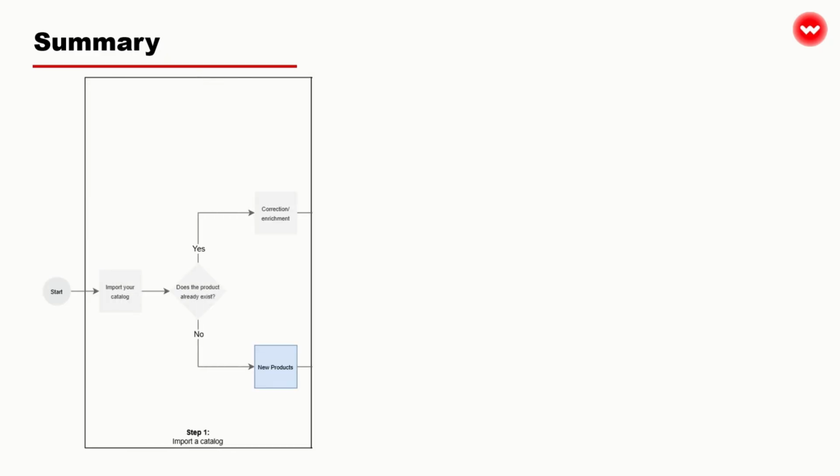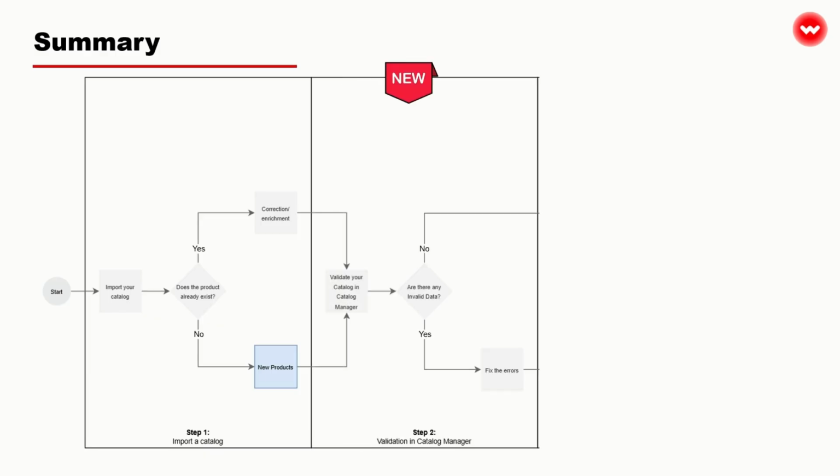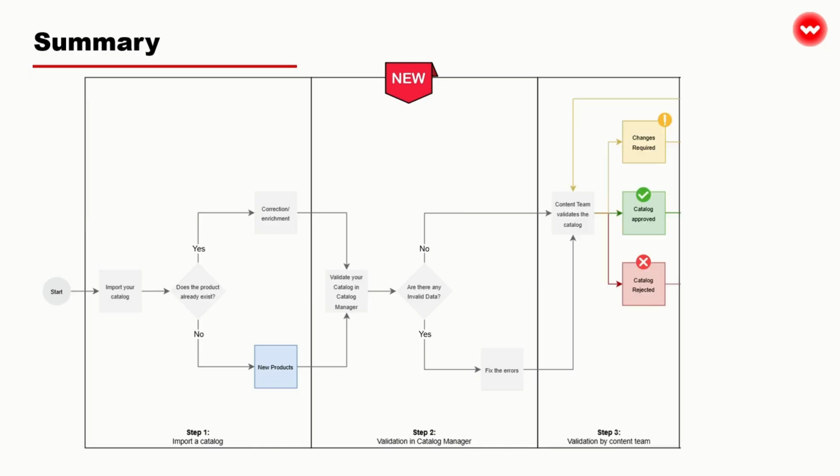We have now completed our step-by-step journey through the Mirakl Catalog Manager. Let's quickly recap the entire process in just a few lines. Step 1. Product import. The seller imports their catalog into Mirakl. Step 2. Validation in MCM. The system checks for errors. Products must meet all requirements to move forward with the status valid data.